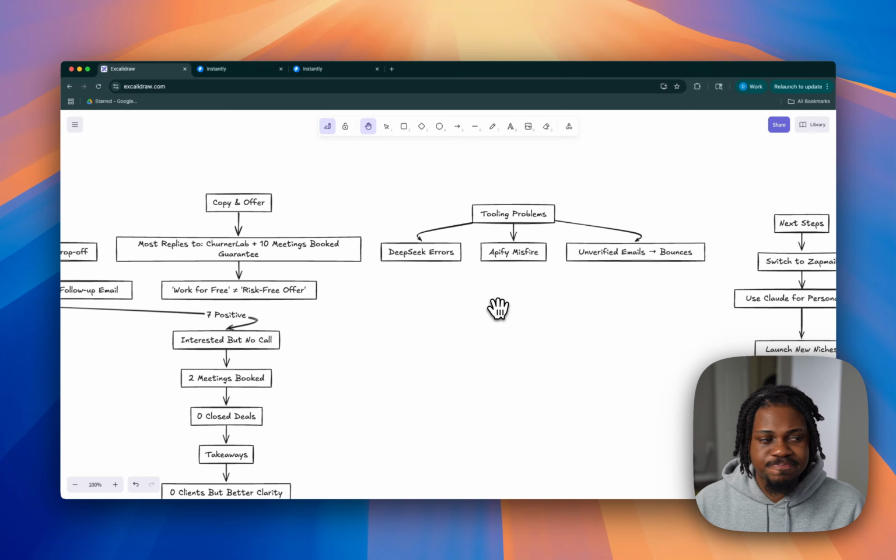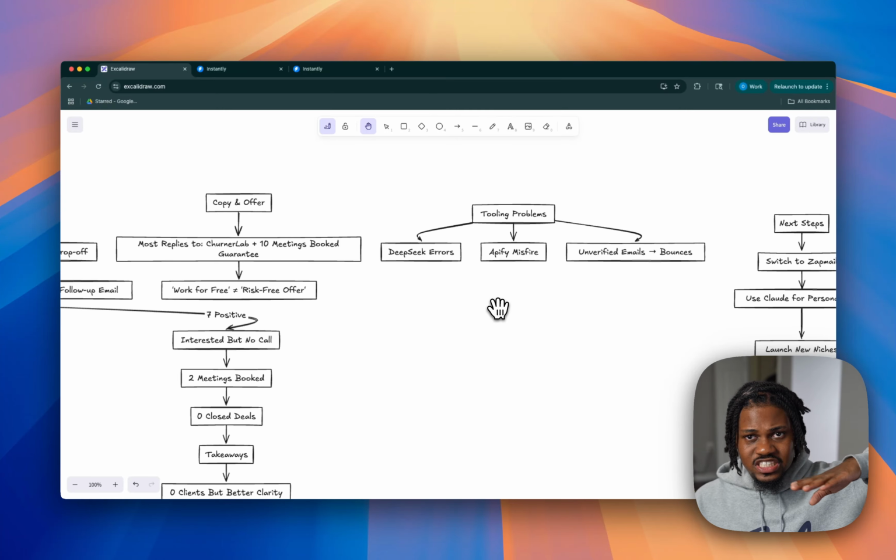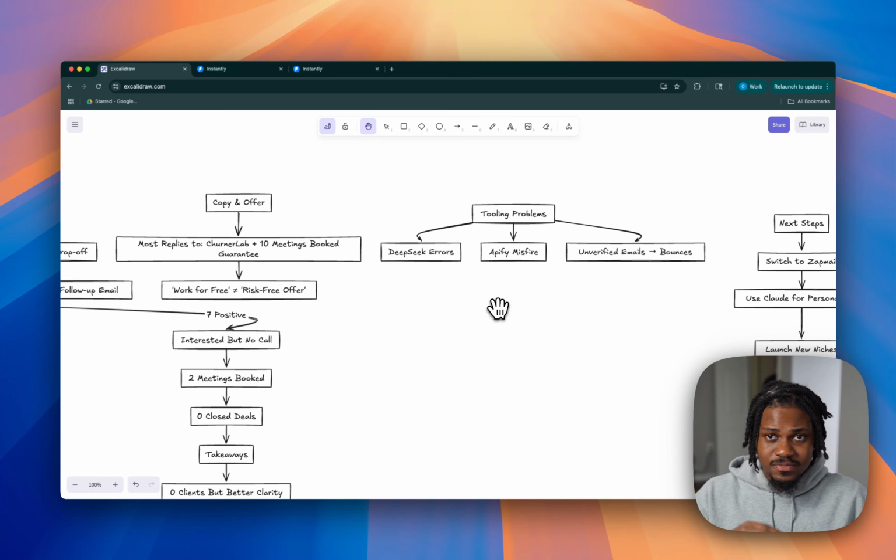So, I would say use free tools for sure. DeepSeek free for sure is fine. Just make sure that if you're doing that, it's like a scale, right? The cheaper it is, the more you have to validate. The more expensive it is, the more you can trust.